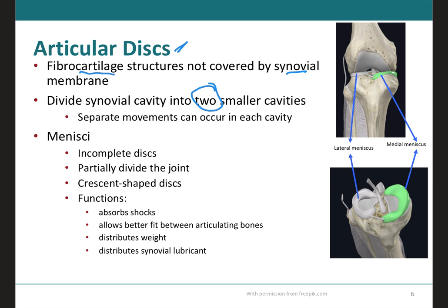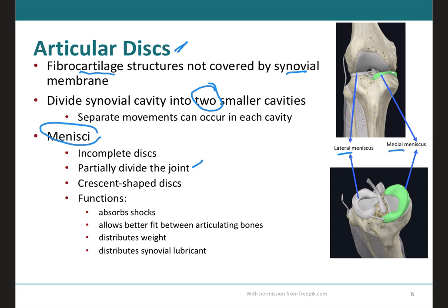For example, in the temporomandibular joint, which is the joint between the temporal bone and the mandible. In other words, between the mandibular fossa of the temporal bone and the mandibular condyle of the mandible. But now here in the knee joint, we will find these incomplete discs that will therefore only partially divide the joint, and these are called the menisci. As we can see from this image, we're going to have two, one on the medial side and one on the lateral side.